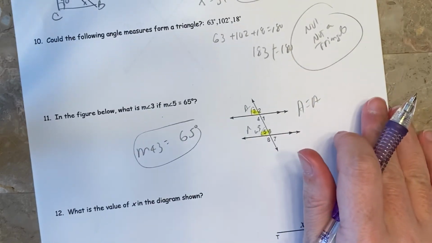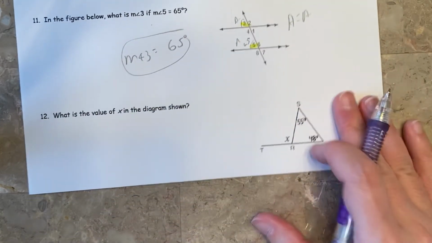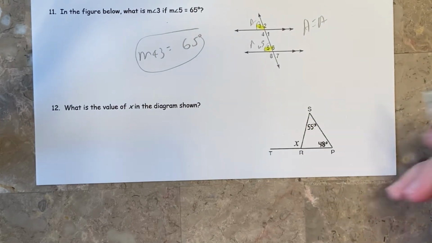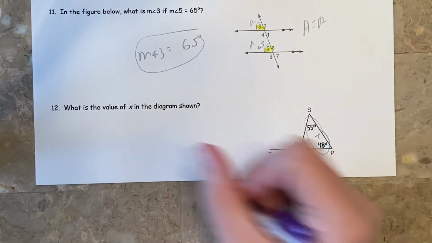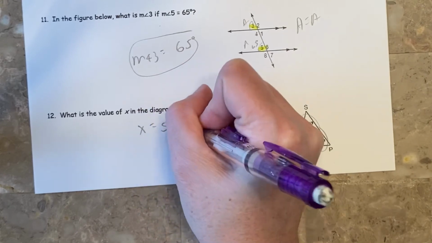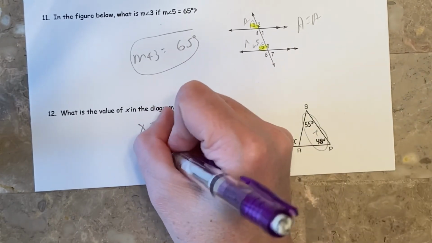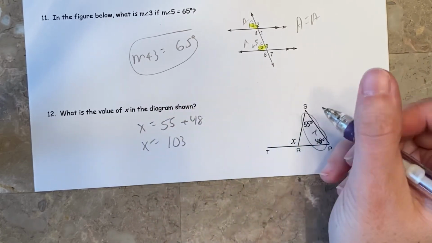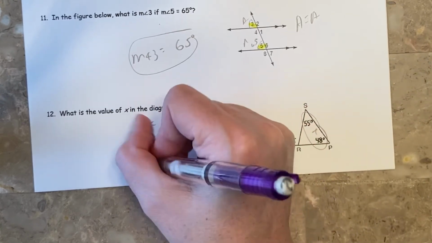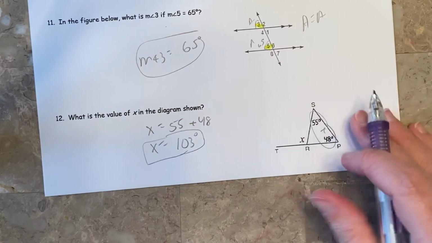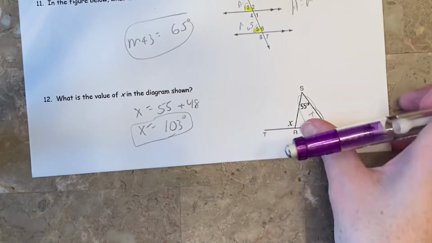All right, number 12. Moving right along. Hope you guys are doing okay. All right, so you have 2 interiors and 1 exterior. So remember, you want to add those together. So you should have added 55 and 48. And when you add them together, you should get 103. So you get 103 degrees. So it has nothing to do with 180. All you do was just add those 2 together, and that got you 103.